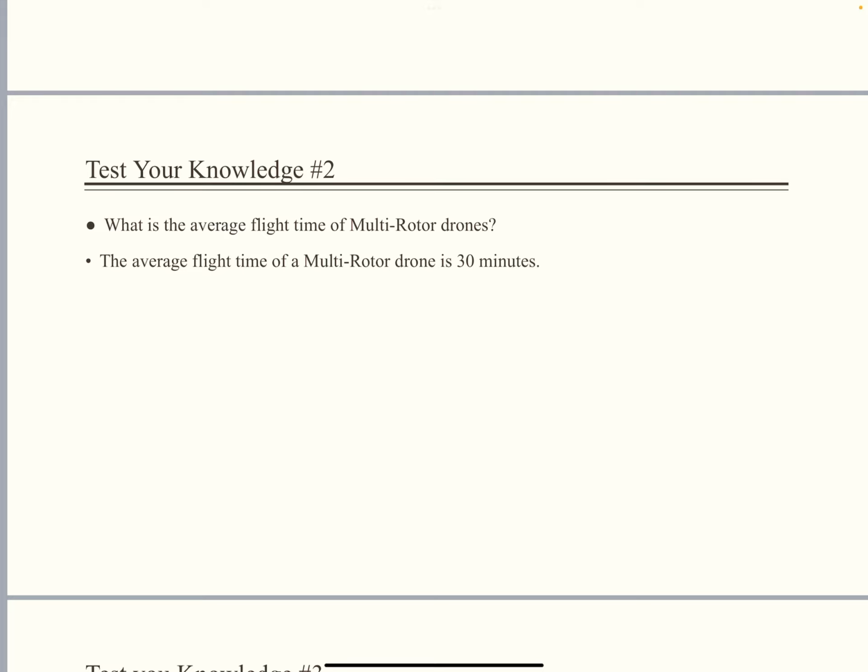What is the average flight time of a multi-rotor drone? So that's our recreational drones, our cheapest option, the $500 to $1,000 drone. The average flight time of this multi-rotor drone is around 30 minutes, maybe an hour.